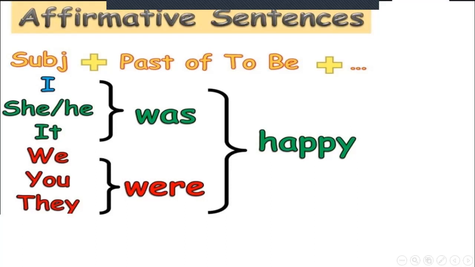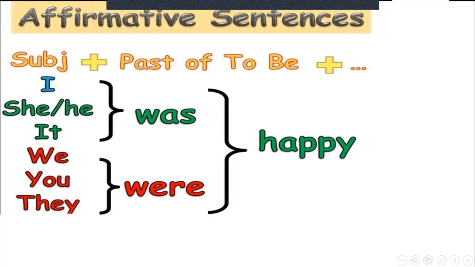For example, we can say I was happy. She was happy. He was happy. Can we say he were? No, it's wrong, because here we use was with subject he. He was, she was, I was, it was. And also we use were with we, you, and they. We were happy.